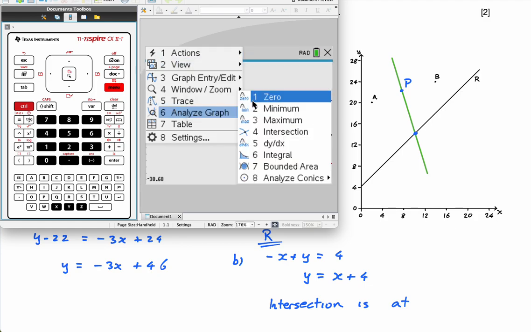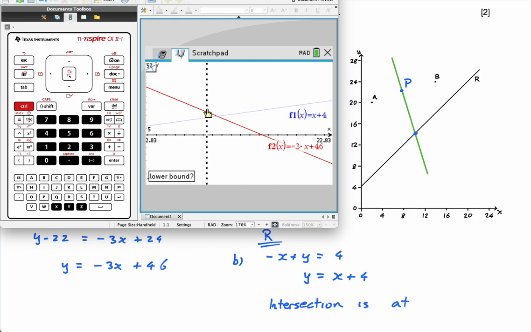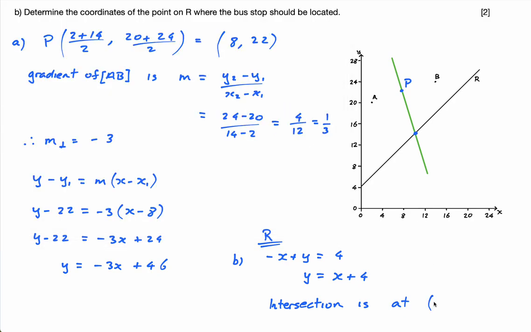Find this point of intersection: menu, analyze graph, intersection, lower bound, upper bound. So it's 10.5 comma 14.5. And that's the answer, because the question said to determine the coordinates of the point where the bus stop should be located. Does this make sense from the graph? 10.5 would be about here, and 14.5 would be about here. Yeah, it looks about right.